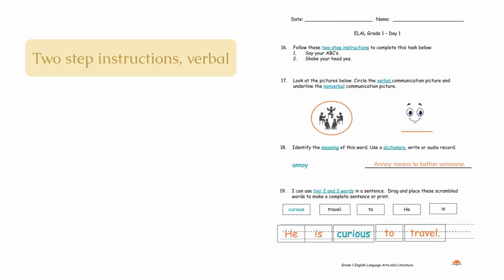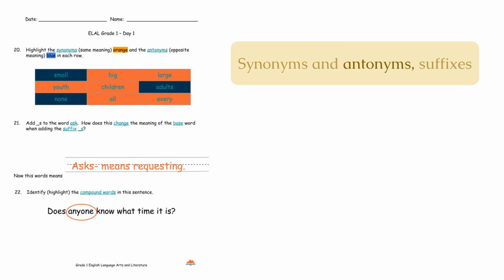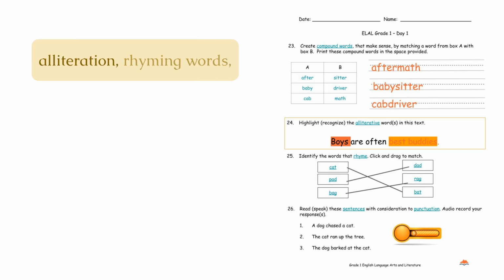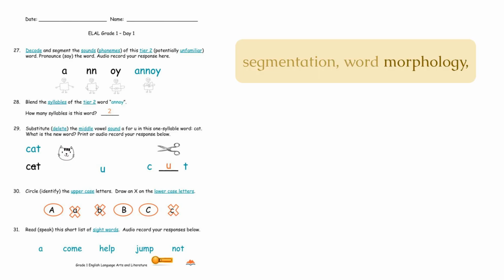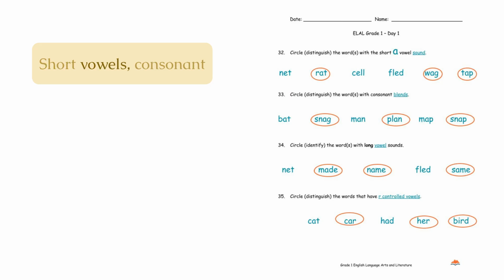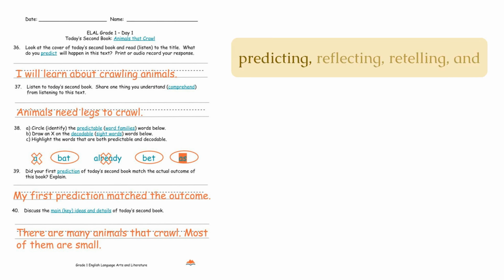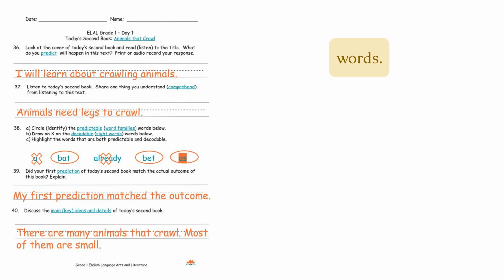Two-step instructions, verbal and nonverbal communication, word meaning, and Tier 2 and 3 vocabulary. Synonyms and antonyms, suffixes and compound words. Compound words, alliteration, rhyming words, and reading strategies. Segmentation, word morphology, upper and lowercase letters, and vocabulary words. Short vowels, consonant blends, long vowels, and bossy letter R vowels. Reading comprehension, predicting, reflecting, retelling, and predictable and decipherable words.